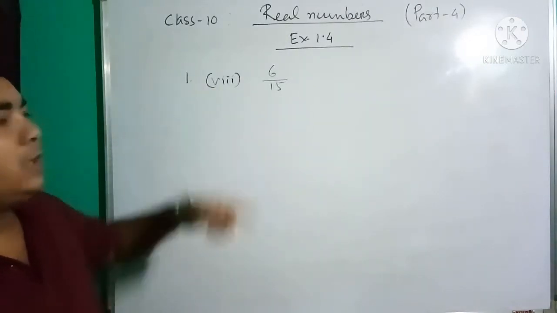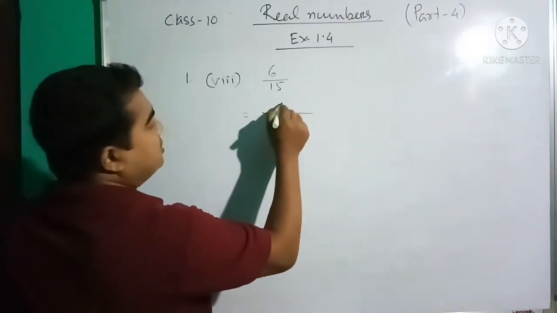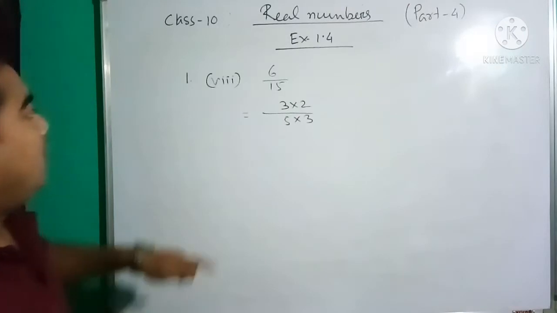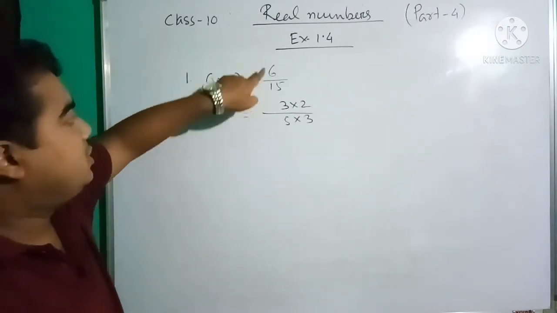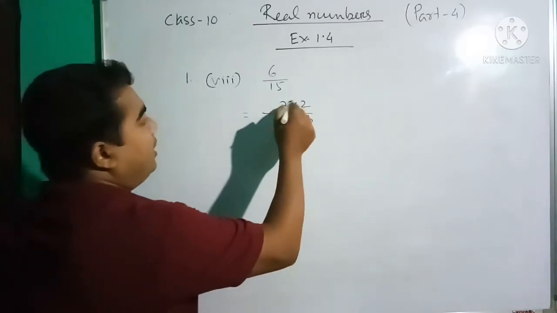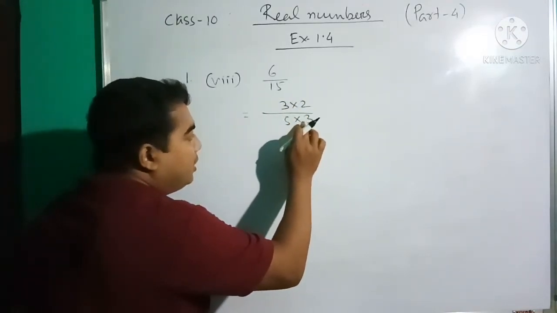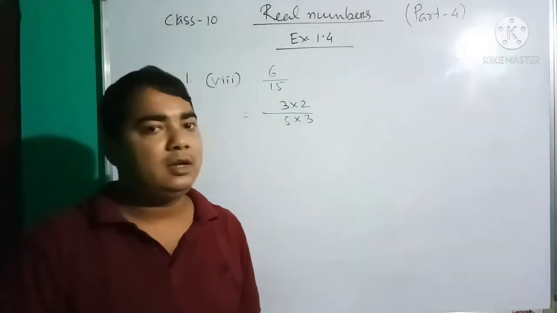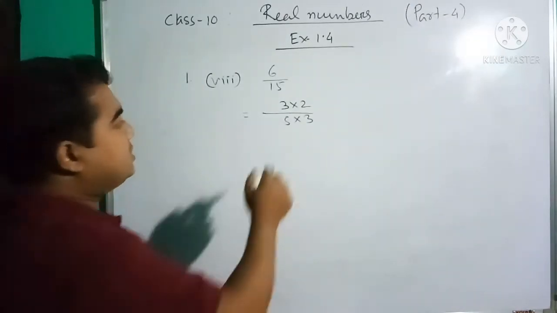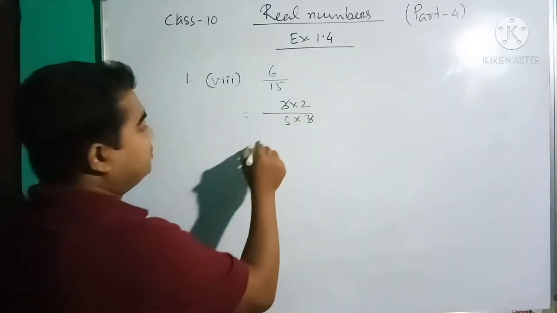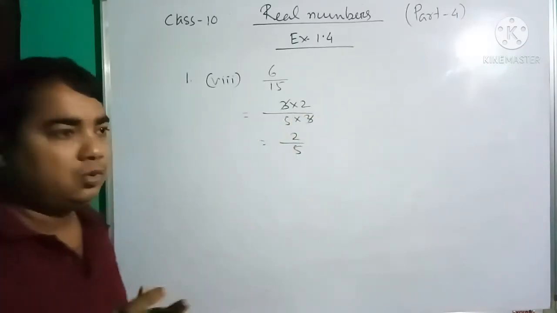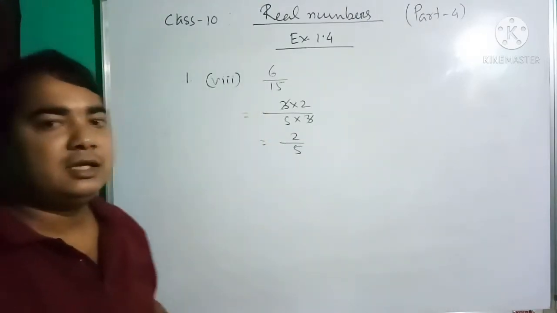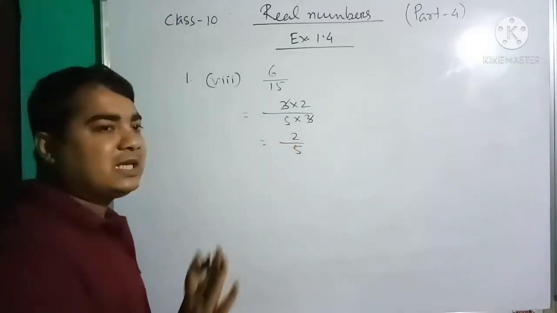Now question number 1, Roman number 8. See, 6 means 3 into 2, and 50 means 5 into 5. See, always factorize both numbers, numerator and denominator. Why? If q has more factors other than 2 and 5, then its decimal expansion is non-terminating repeating. But in this question, we can cancel 3 with 3. Then see, the answer is 2 by 5. Is there any 3? No. So its decimal expansion will be terminating. So factorize both numerator and denominator. Now 2 by 5, its decimal expansion is terminating.